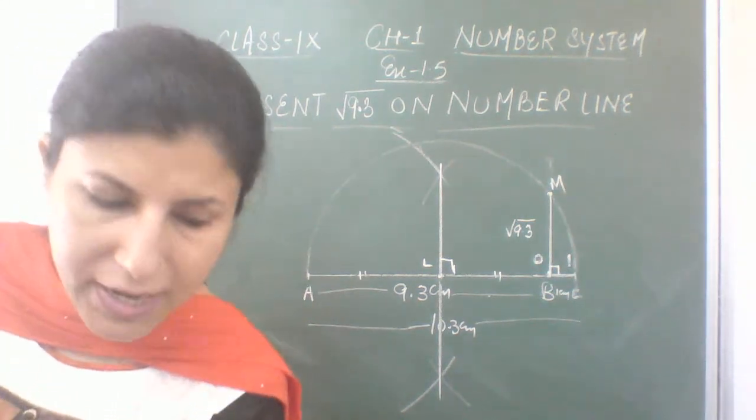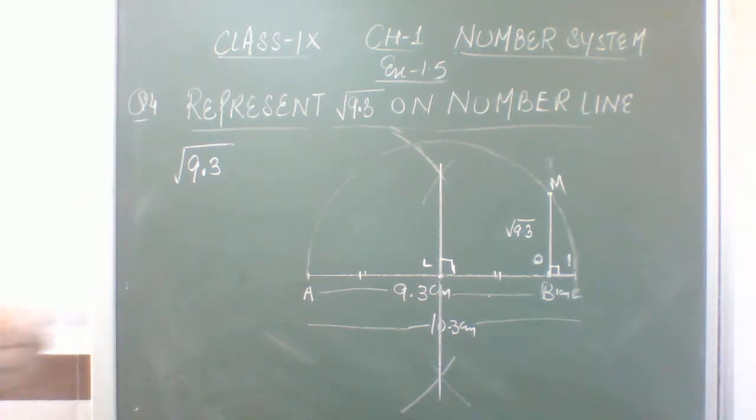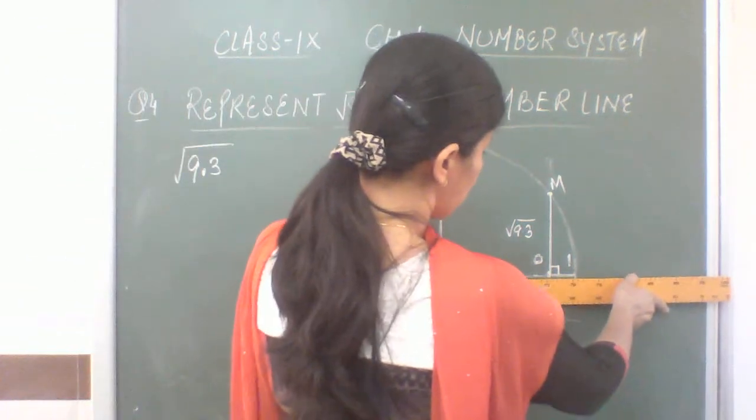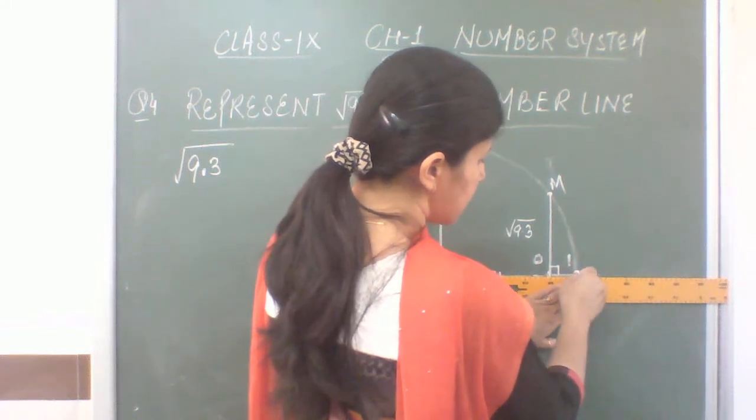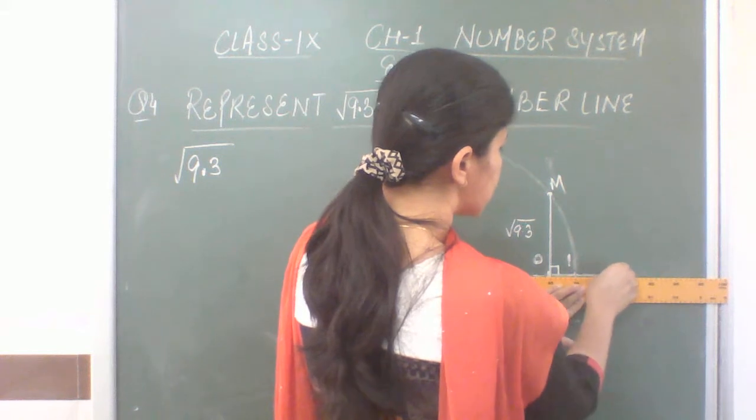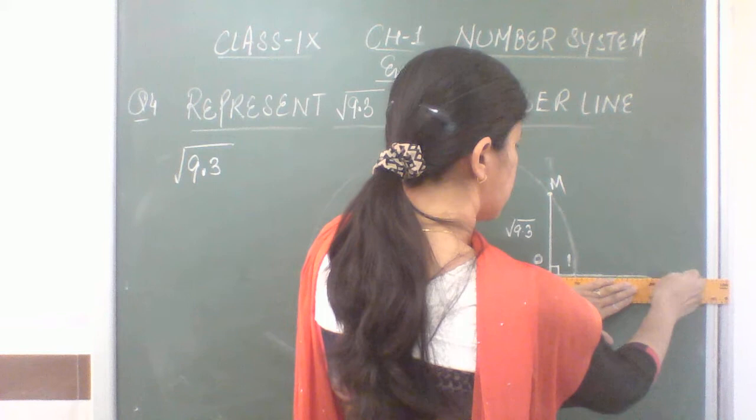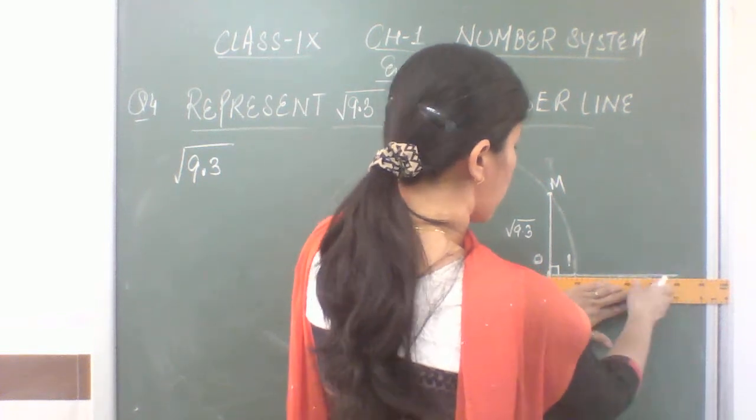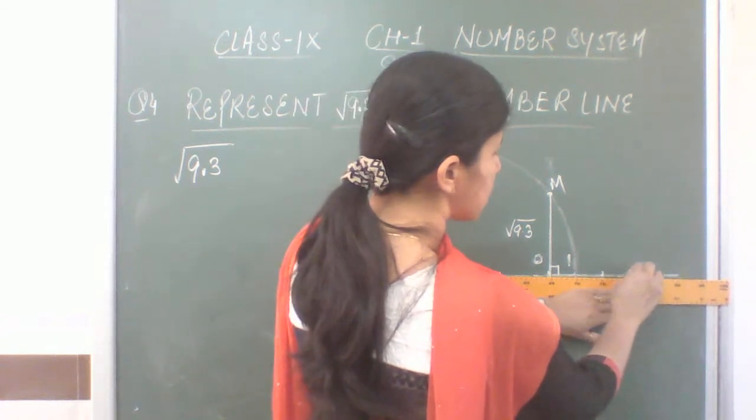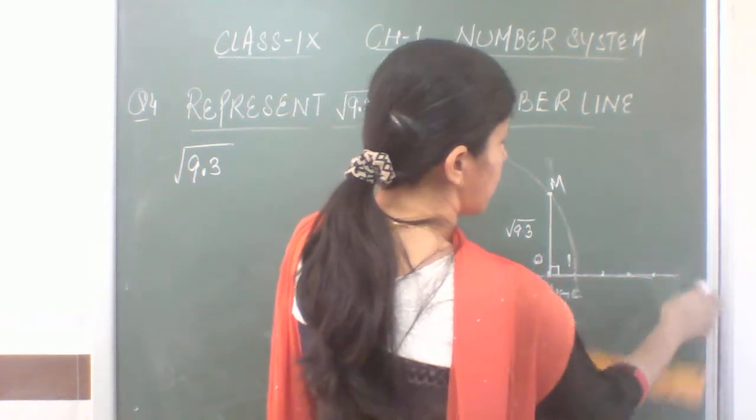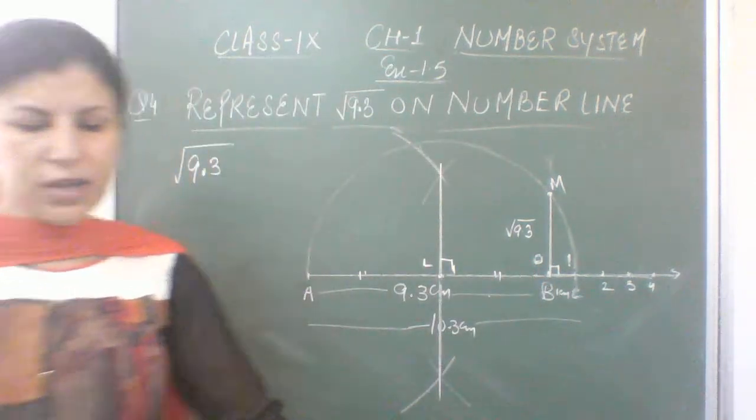Firstly we will extend our number line. We had drawn up to C, now we will extend our number line a little further. 1 centimeter. This is 2, this is 3, this is 4. Extend it by 2-3 centimeters more. This was 0, this is 1, this is 2, now this is 3, this is 4, right? On our number line.